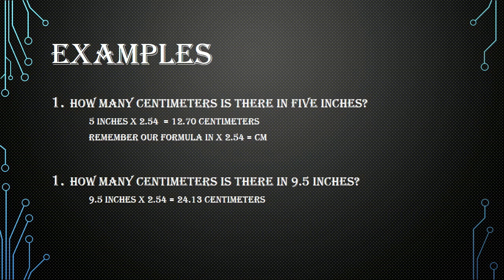Let's see how you guys did. For our first question, it was how many centimeters is there in 5 inches? So what we do is we take 5 inches and we multiply it by 2.54. And our answer is 12.70 centimeters. For this question, you could always look back to your chart, or you can remember our formula, and it's whatever the inches is multiplied by 2.54.